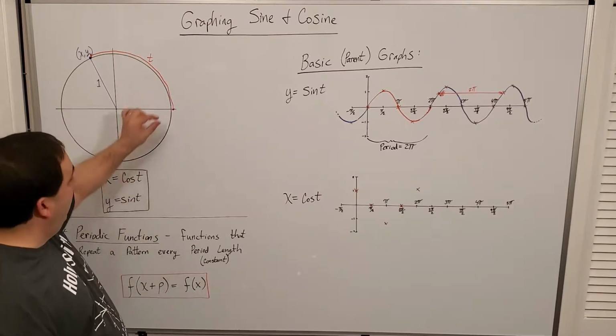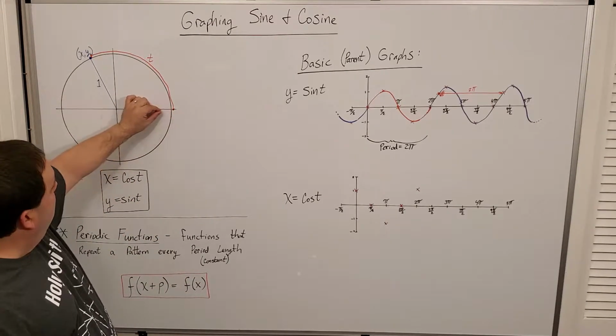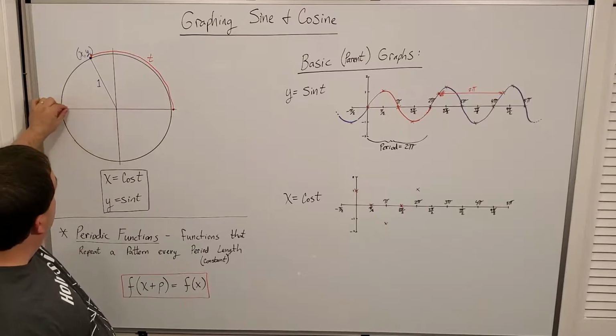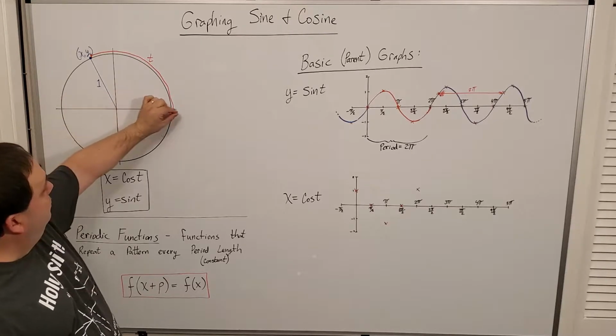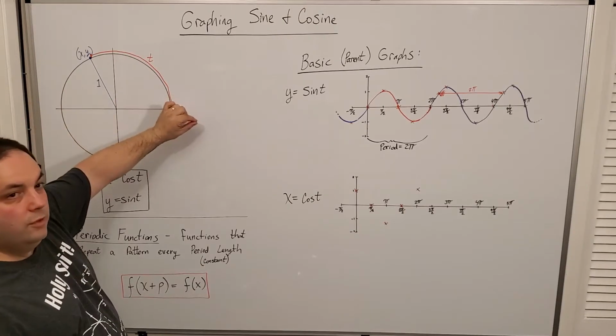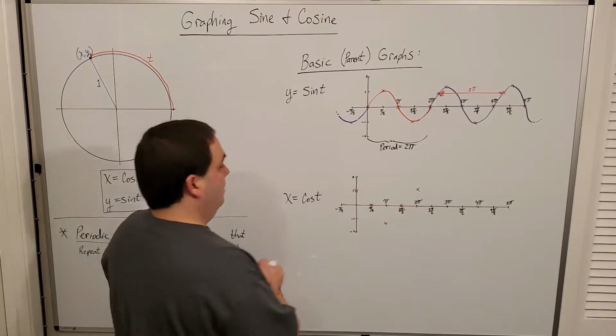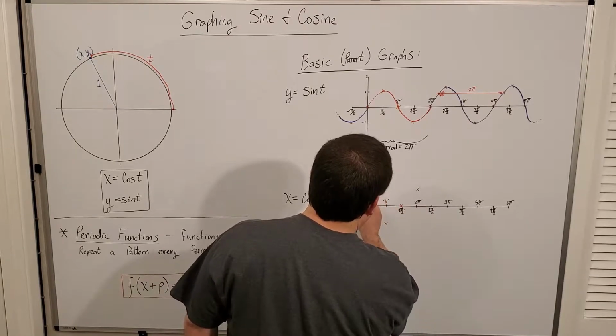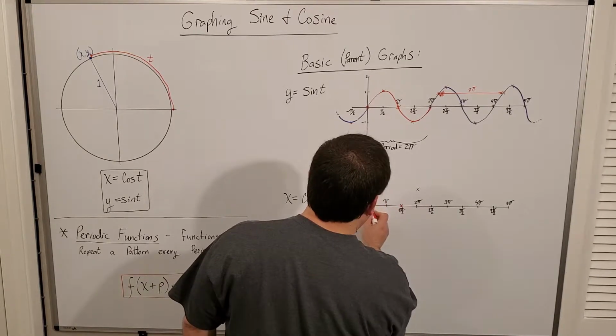So this is what the x did. It started at 0, and then pi over 2, pi, 3 pi over 2, 2 pi. And then it'll just keep doing that same repetitive motion over and over again. So here's the shape for this beginning one.